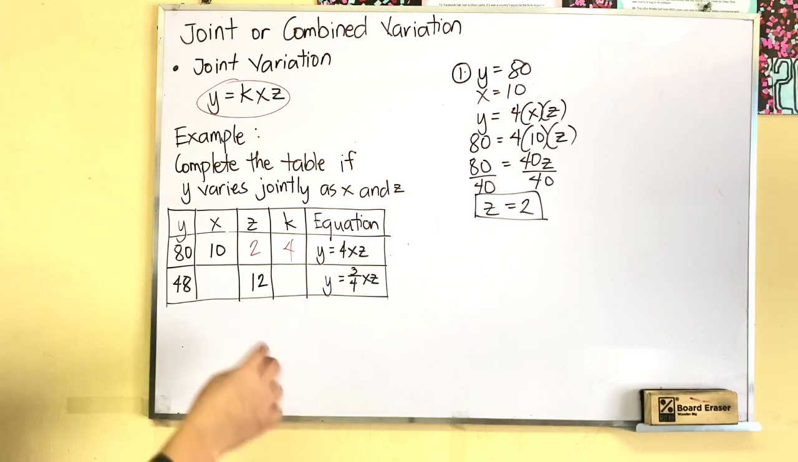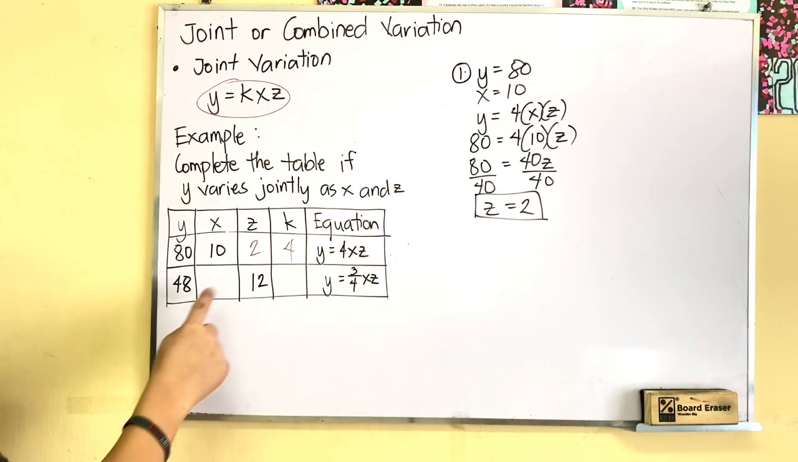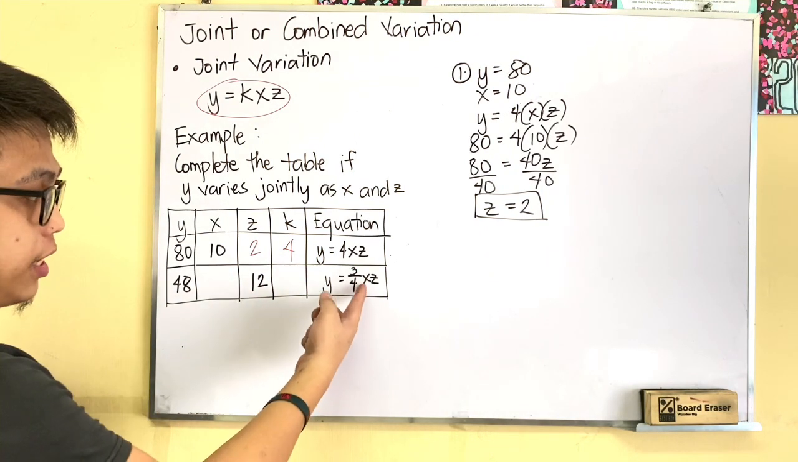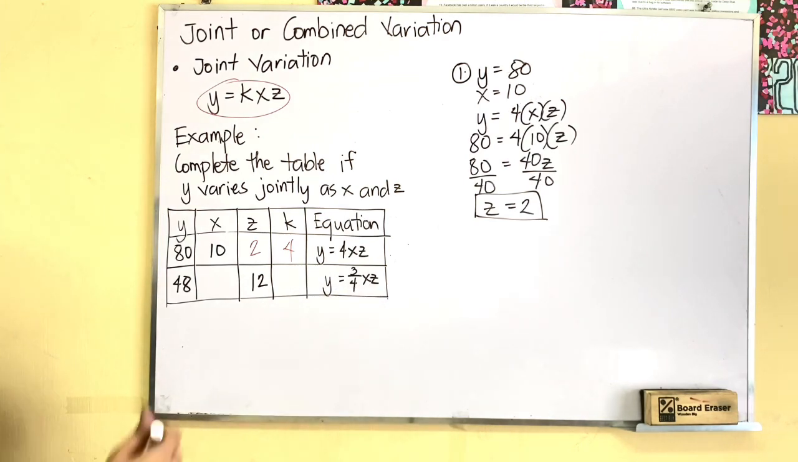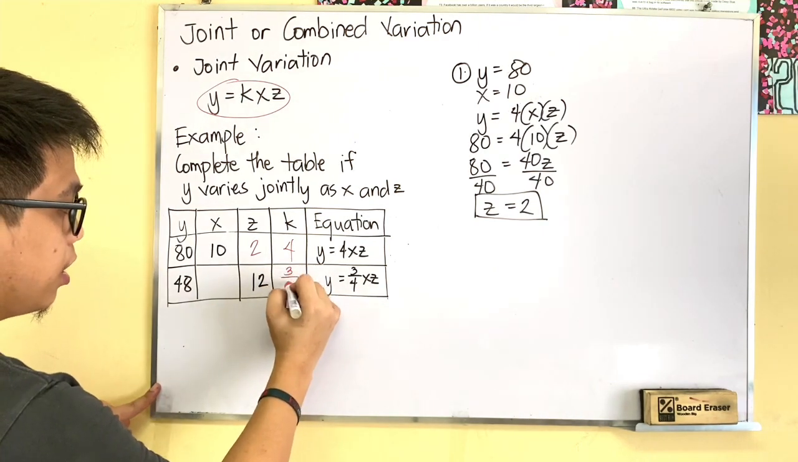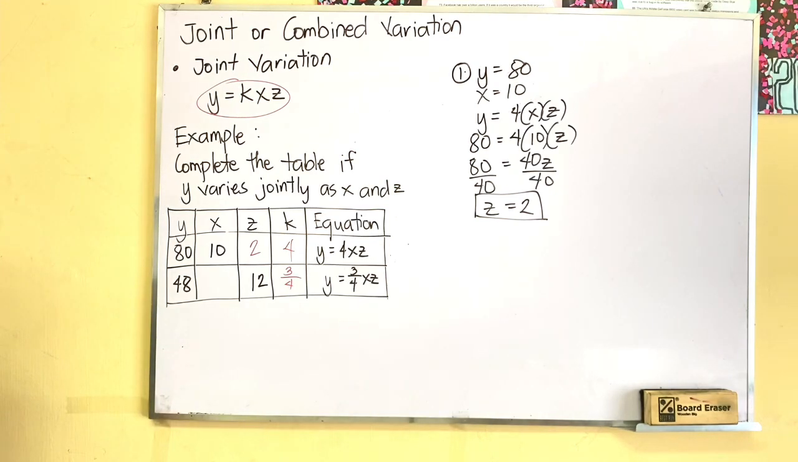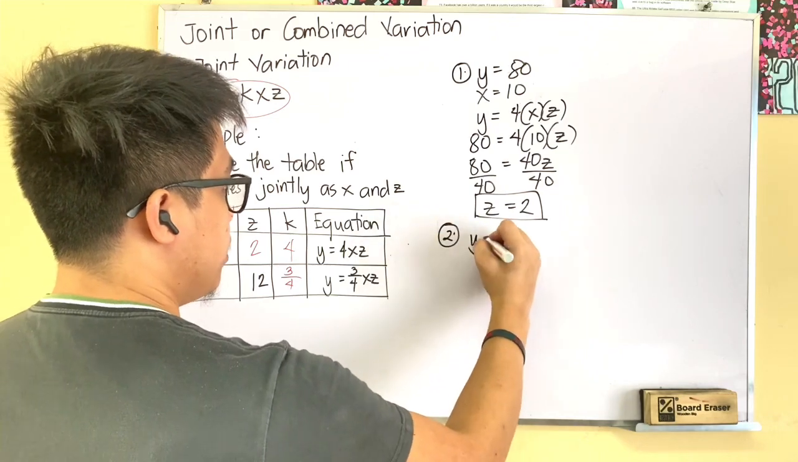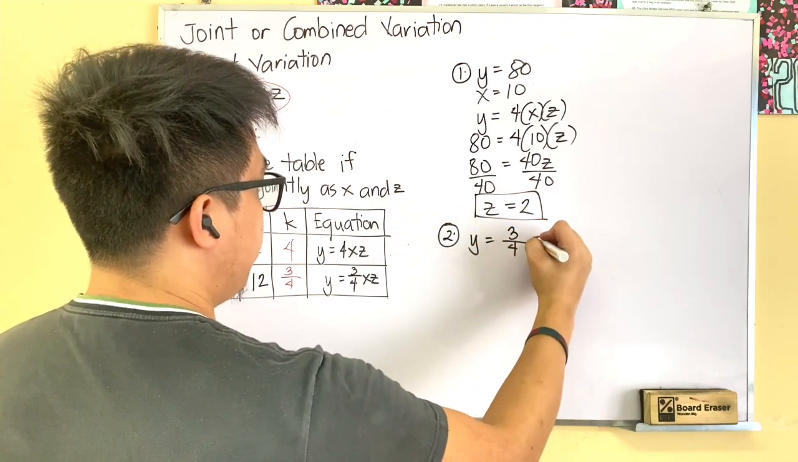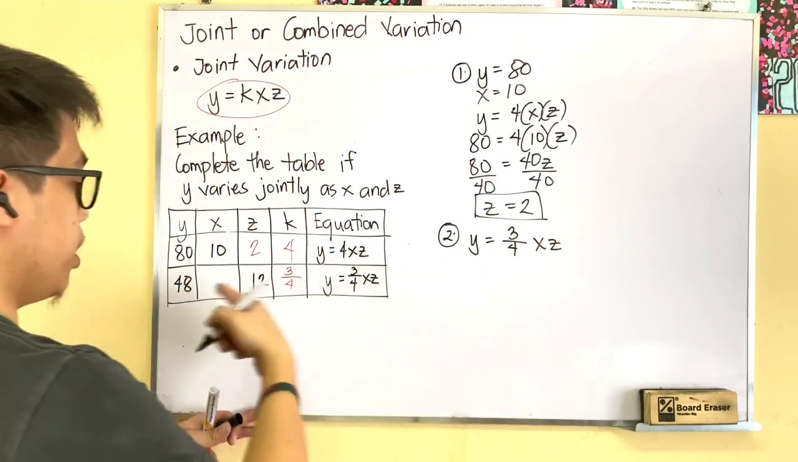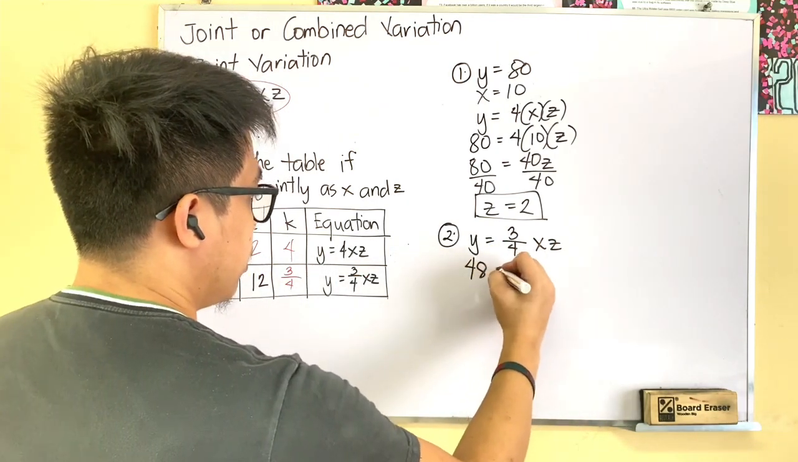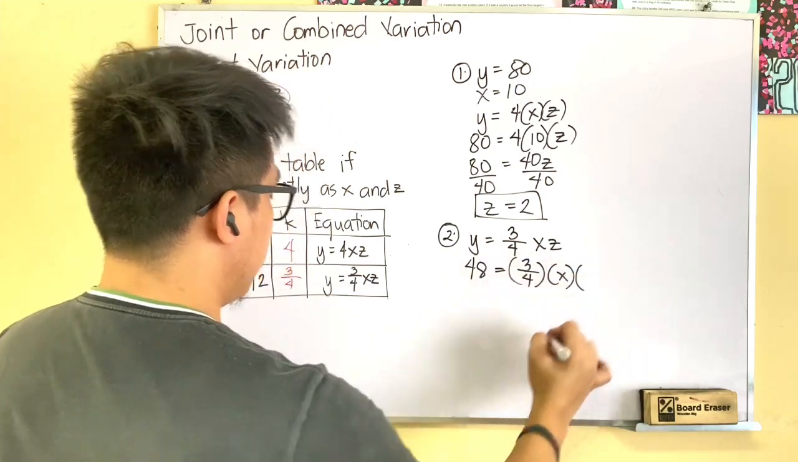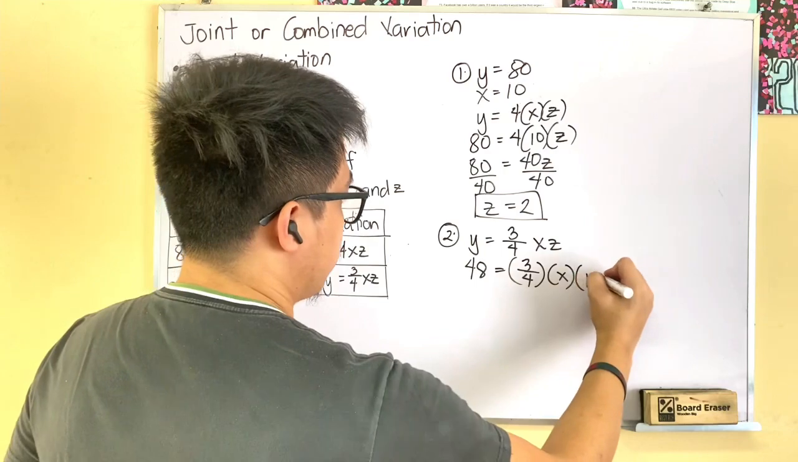Next example, ang value ng y is 48, z is 12, and the equation is y is equal to 3 over 4xz. From this given, meron na agad ulit tayong k, and the k is 3 over 4. Ang hahanapin na lang is x. From the equation, y is equal to 3 over 4xz. Y is 48 is equal to 3 over 4 times x, which is unknown, times z, which is 12.